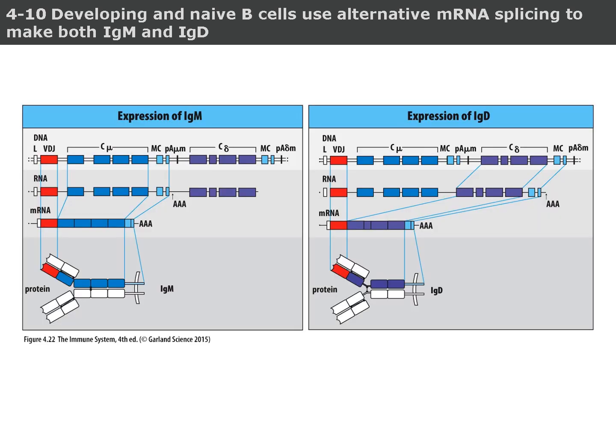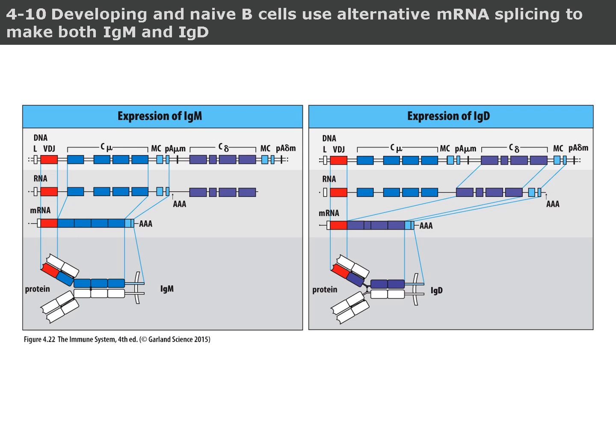This figure compares how a single B cell can express either immunoglobulin M or immunoglobulin D by using alternative messenger RNA splicing. On the left, the expression of immunoglobulin M is shown. The VDJ sequence includes the variable, diversity, and joining regions, followed by the constant region for immunoglobulin M. During transcription, all of these segments are included in the primary RNA. Through splicing, the messenger RNA retains the constant region for immunoglobulin M, resulting in production of that specific antibody.